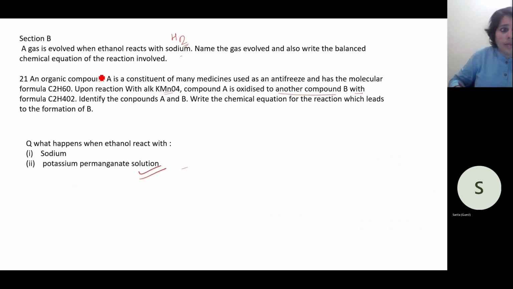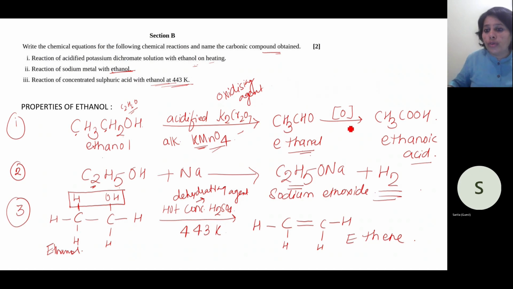An antifreeze with the molecular formula C2H6O. Upon reaction with KMnO4, A is oxidized to compound B with formula C2H4O2. So C2H4O2 means C2H4 and O2. This is C2H4O2. So the same thing is twisted in another way.